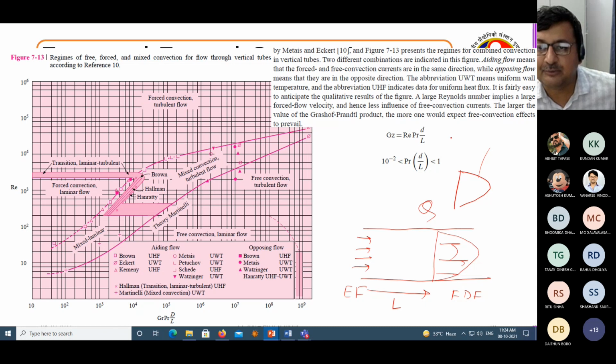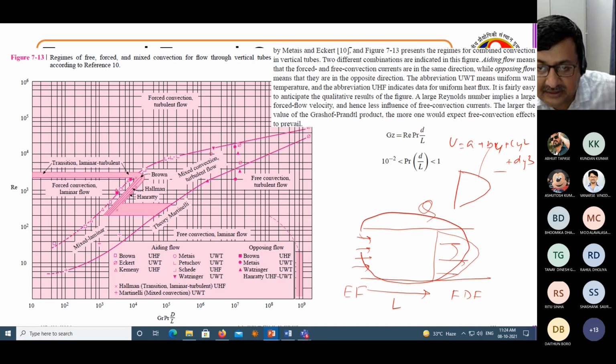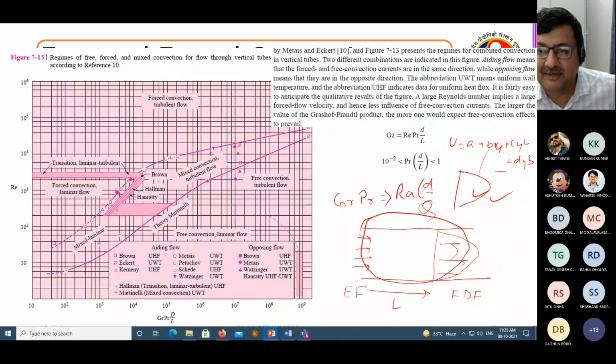Suppose I take U equal to A plus BY plus CY squared plus DY cubed, right? I have assumed a polynomial, a curved polynomial, correct? So there is an error that I'm incurring because of ignoring this entrance effect. When I am considering Grashof number times Prandtl number, I am considering the effect of the Rayleigh number, assuming a parabolic profile. But the moment I multiply by D by L, I take these entrance effects into account also.